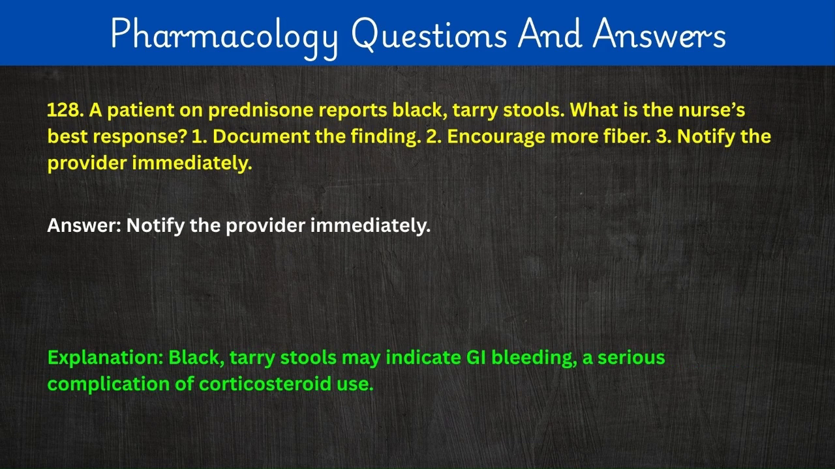128. A patient on prednisone reports black, tarry stools. What is the nurse's best response? 1. Document the finding. 2. Encourage more fiber. 3. Notify the provider immediately. Answer: notify the provider immediately. Explanation: black, tarry stools may indicate GI bleeding, a serious complication of corticosteroid use.